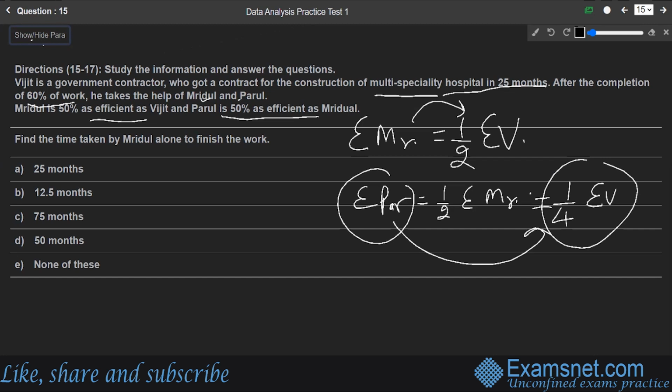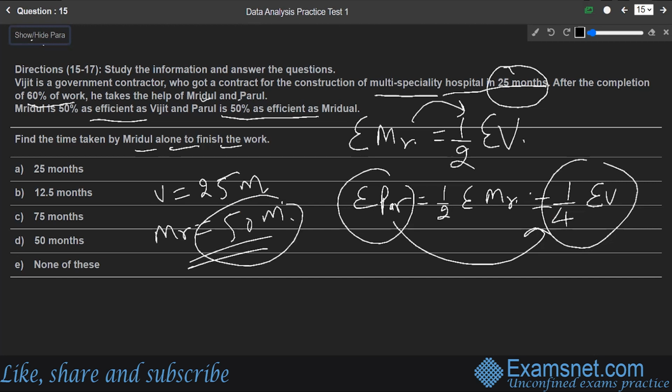Now, the question says find the time taken by Mridul alone to finish the work. Now see, Vijit is taking 25 months to complete the work, and Mridul's efficiency is half. If somebody's efficiency is half, then obviously he'll take double the time. Efficiency is inversely proportional to the time taken. So Vijit is taking 25 months. So obviously Mridul will take how many months? Double of 25, that is 50 months to complete the task. So that is going to be the right answer of this question.